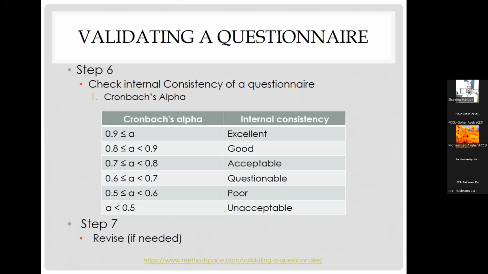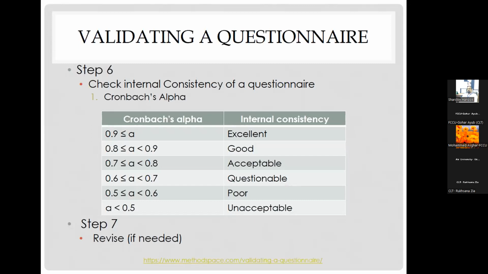And once you've done that, check for internal consistency of the questionnaire. That also talks about the reliability of a questionnaire. And to do this, we carry out a statistical method called Cronbach's alpha. And that's mostly done for social sciences research, where you're looking at human behavior.